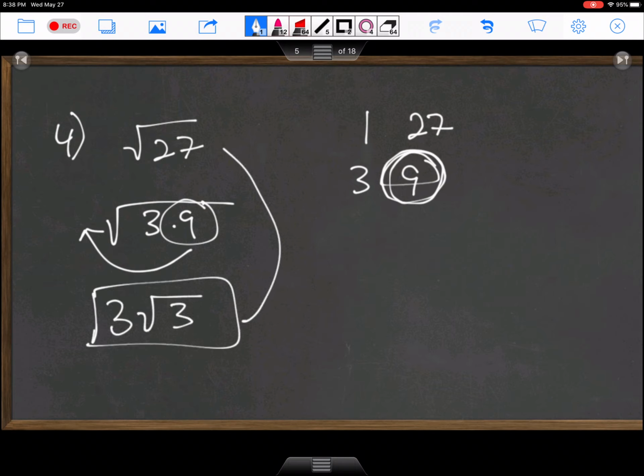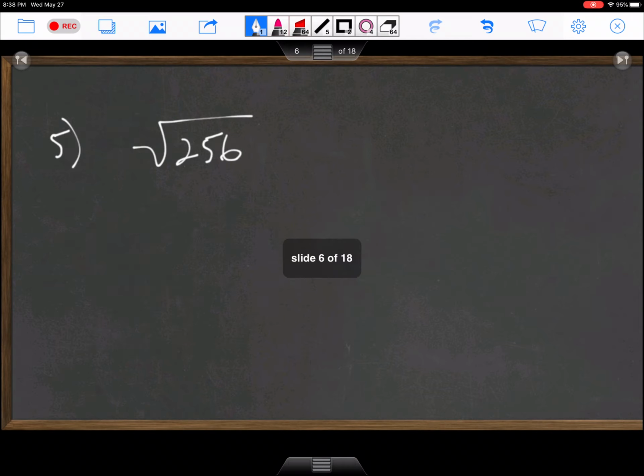Again, check it. Use your calculator. Make sure the value of that is the same as the value of that. It'll work if you did it right. It's the same value. Number 5. Ooh, this one looks a little tricky. That's a big number, 256.